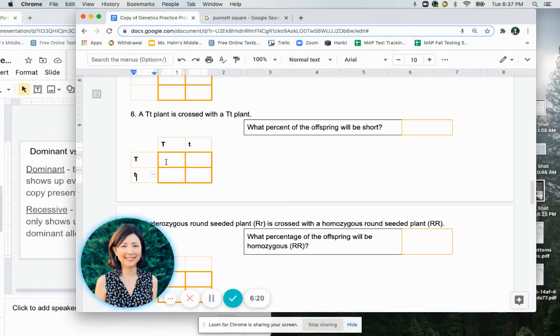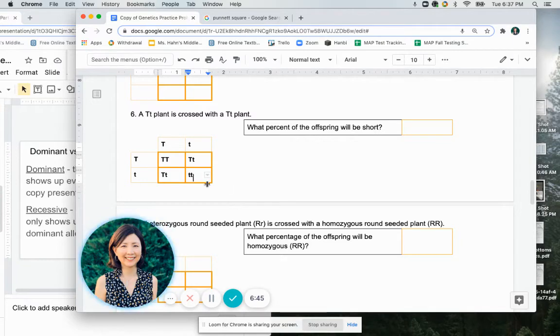Okay, so this T is going to go in here, this T is going to go in here. So this one is going to be big T, big T. This T is going to go in here, this T is going to go in here. So that's going to be big T, small t. This T is going to go here, and this T is going to go here. So that means it's going to be big T, small t. And then this small t is going to go here, and this small t is going to go here. So that's going to be little t, little t.